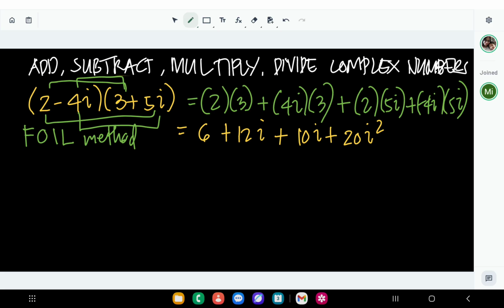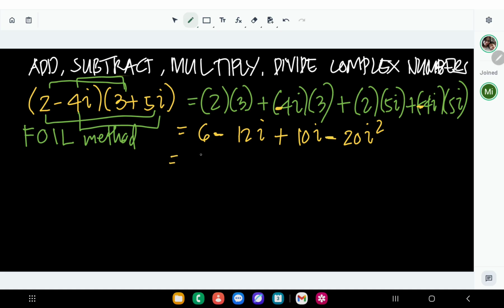Oh, I think I missed the negative sign here. It should be negative, sorry. This one should be negative. So this is 6 minus 12i, plus 10i, then minus 20i squared.